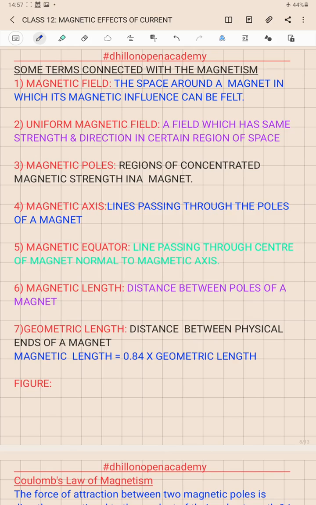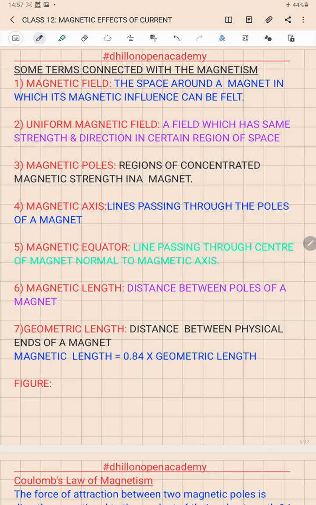Uniform magnetic field: a field which has the same strength and the same direction in a certain region of space, we call that the uniform magnetic field. Magnetic poles: regions of concentrated magnetic strength in a magnet are known as the magnetic poles.